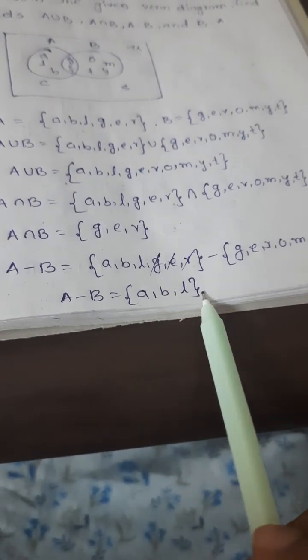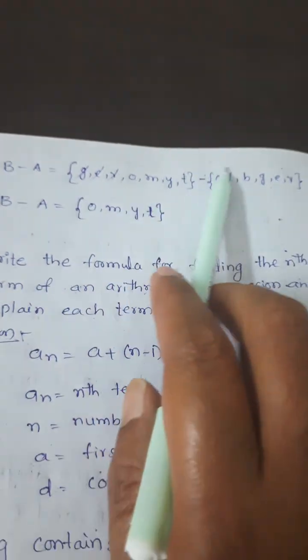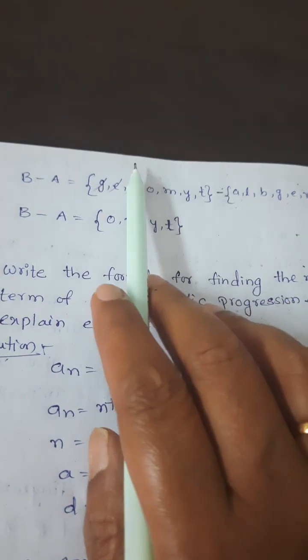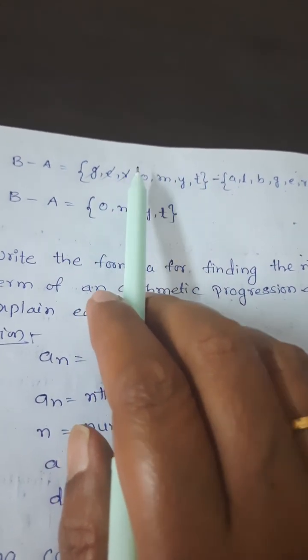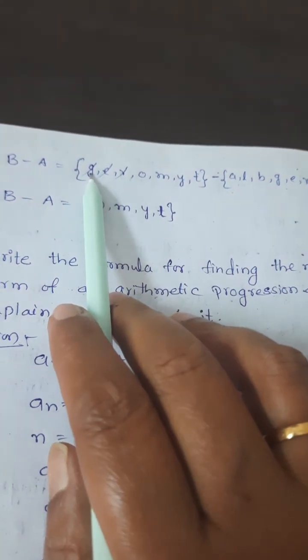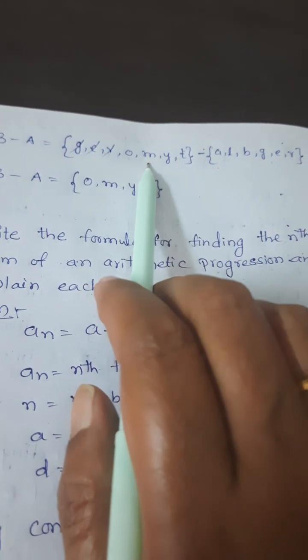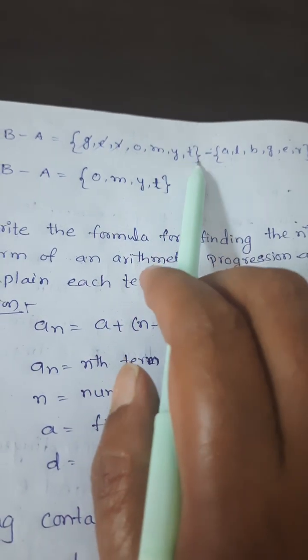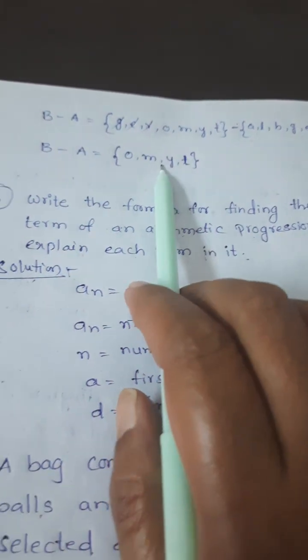A, B, L. And B minus A. Here we should remove the elements present in A from B. So G, E, R are present in both, so we can remove G, E, R. The remaining elements are O, M, Y, T. This is B minus A.